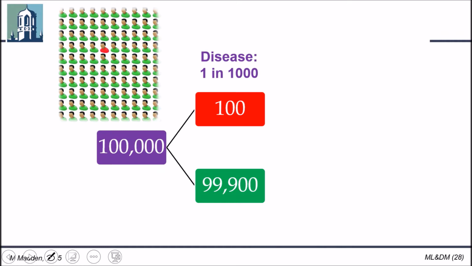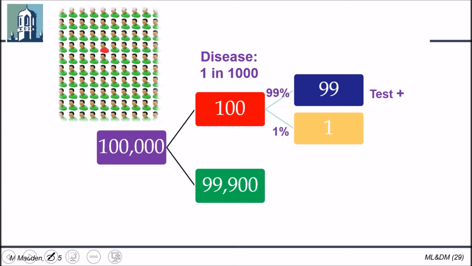So rather than talking about some random person, let's say we did the experiment and we have 100,000 people, and we're going to test a whole lot of them. Now we know that the disease affects 1 in 1,000 people. So of our 100,000, 100 of them will have the disease, and therefore 99,900 will not have the disease. So far, so good.